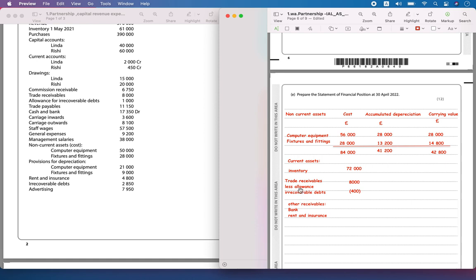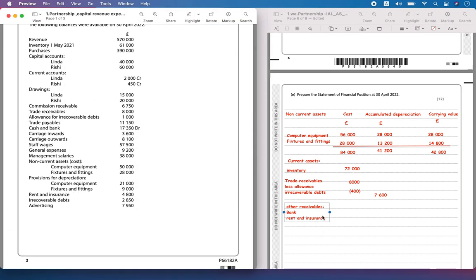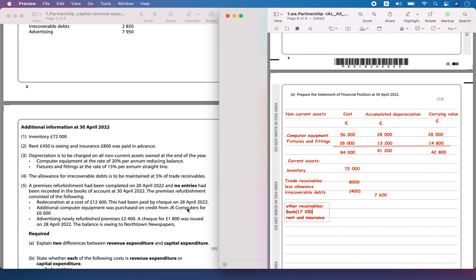And then we have irrecoverable debt, which is an expense. So let's add up these two: 8,000 minus 400 will be 7,600. So we have the inventory, trade receivables less the provision for irrecoverable debts, and then other receivables. Now for the bank, we have the bank value at 17,350.